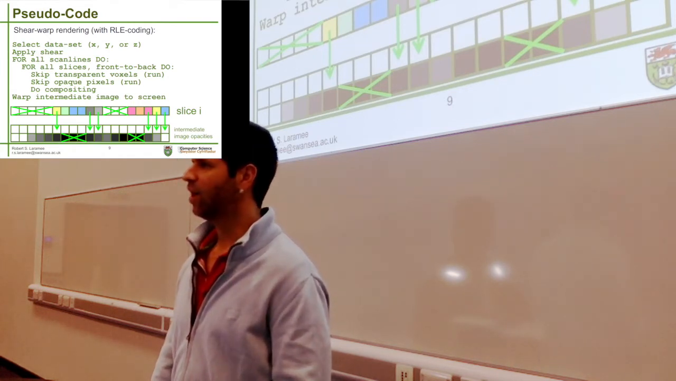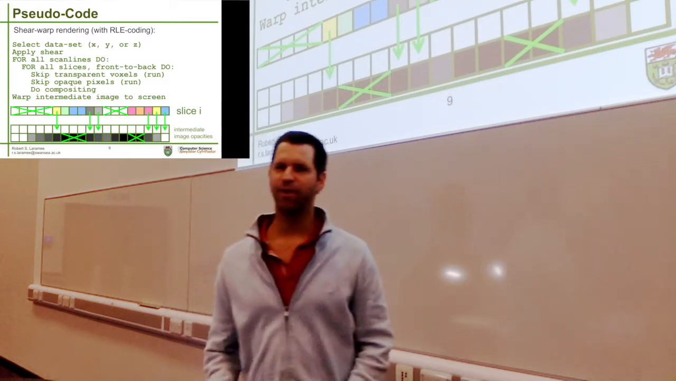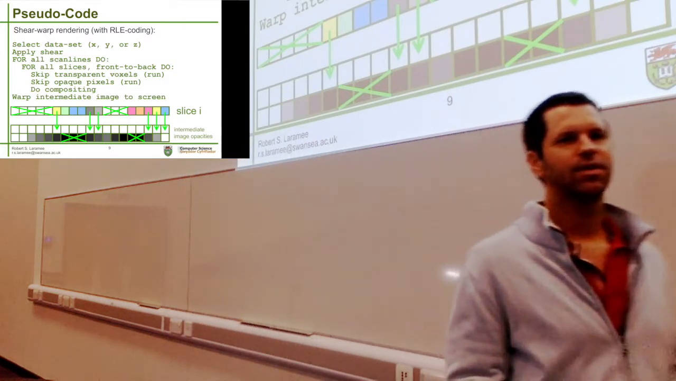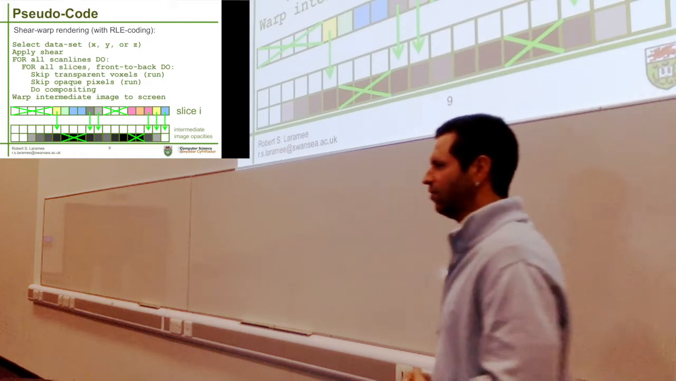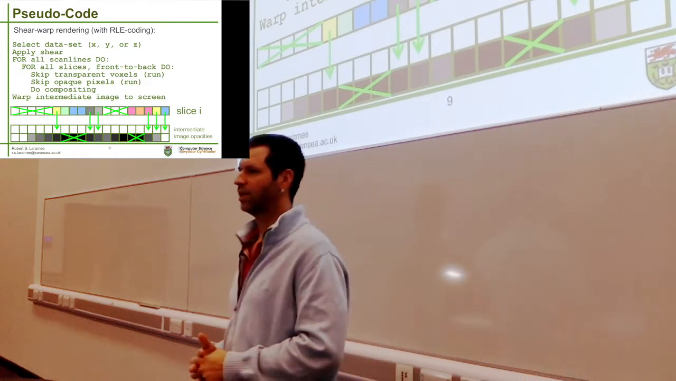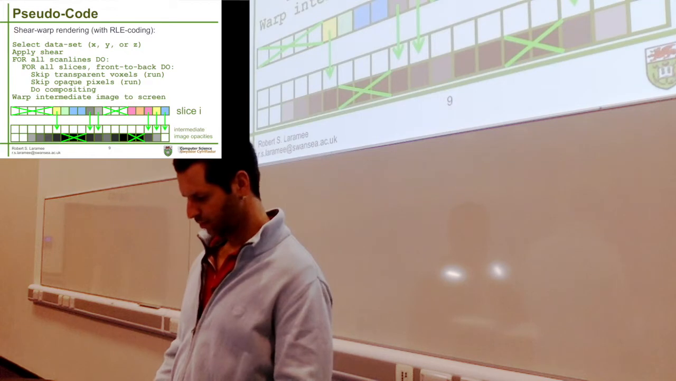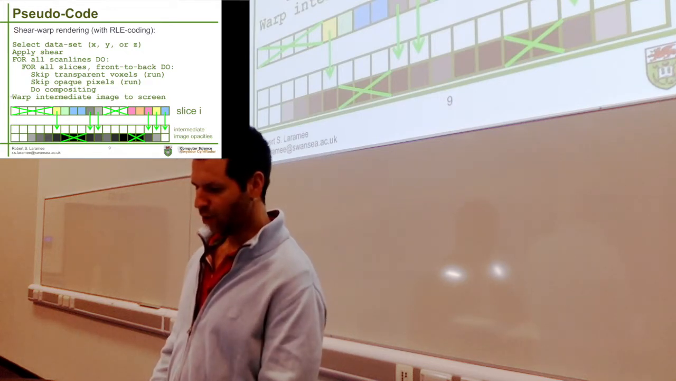So that's a tricky slide, that one. And that's a tricky aspect. If it didn't click the first time, you might have to look at it again. And the warp is the unshear, and that happens in image space.